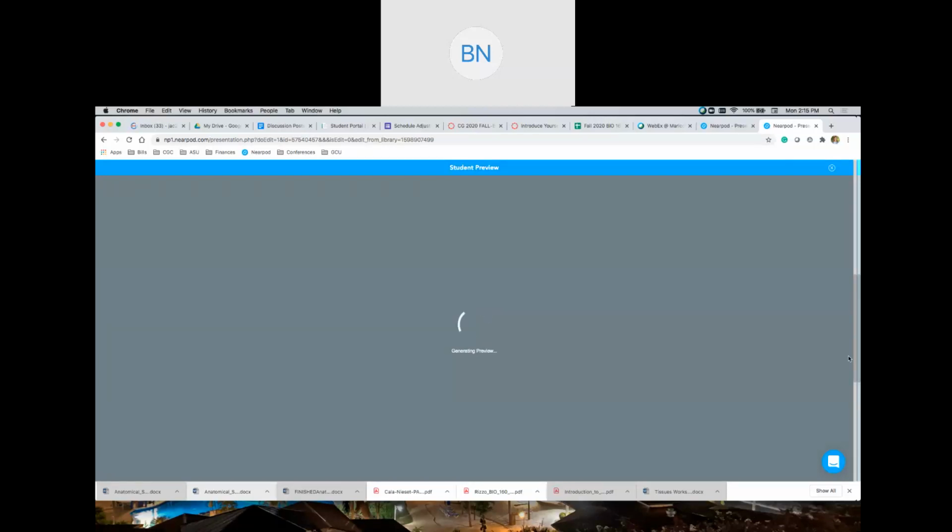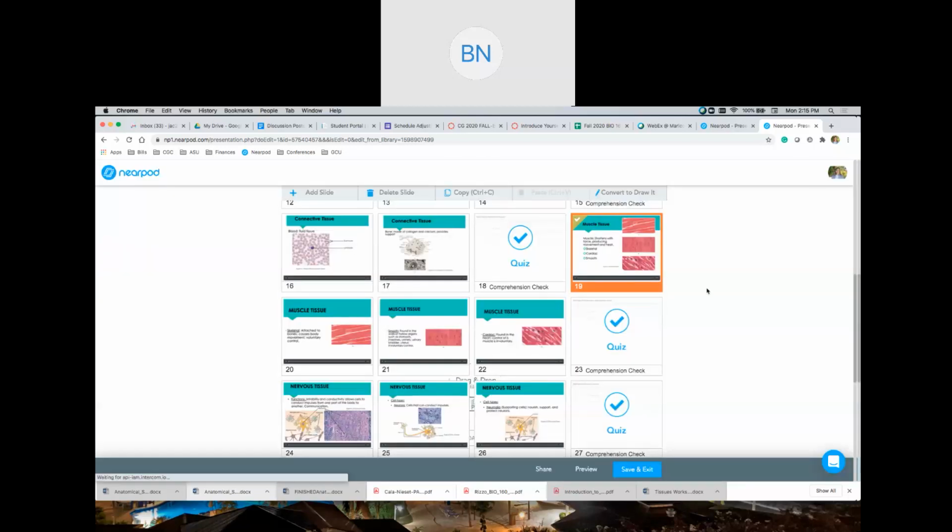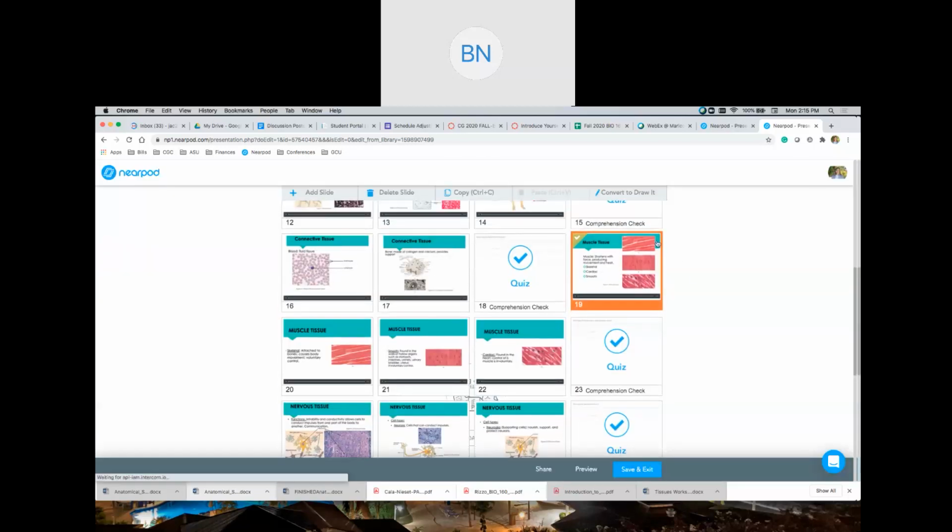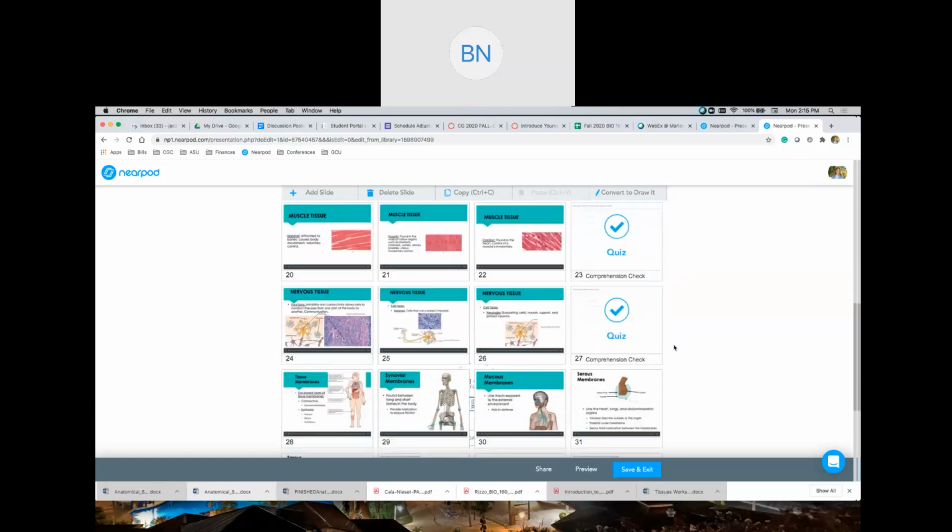I'll give this a second to load. Maybe not. But this slide shows it really nicely of how skeletal has those striations, smooth, a nice blank slate, and cardiac is going to be a little bit strange looking.